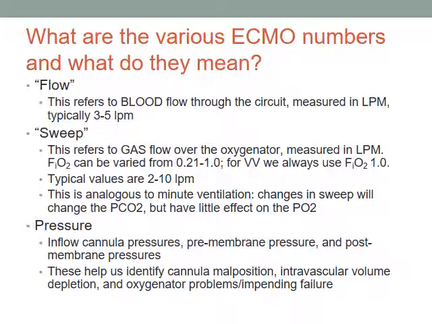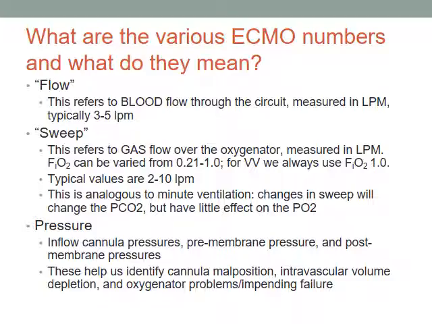Both of these values, the flow and the sweep, are analogous to what you get in a patient in terms of having blood flow through the heart and lungs and gas exchange in the lungs. So minute ventilation, how much air do we breathe in a minute? That is completely analogous to the sweep here. If you are on a ventilator and the PCO2 is high, we would turn up the minute ventilation. We might turn up the tidal volume, turn up the rate to blow off carbon dioxide. In ECMO, if the CO2 is high, we turn up the sweep. More gas goes over the oxygenator, removes more carbon dioxide, and the PCO2 will come down. Conversely, if we turn down the sweep, we'd expect less carbon dioxide removal and the PCO2 will go up.